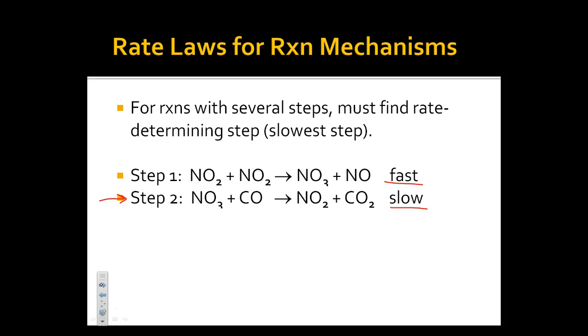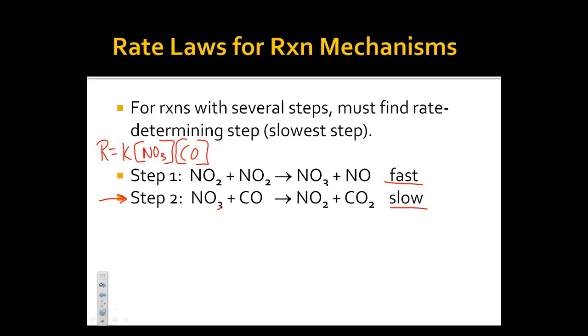So if we're writing our rate law expression for this one, it's R equals K times the concentration of NO3. That is a 3 here. I don't know why it wanted to cut off those. And then times CO. And that would be my rate law expression for this entire reaction, because the fast one just happens, and it doesn't really affect our rate like the slow one does.